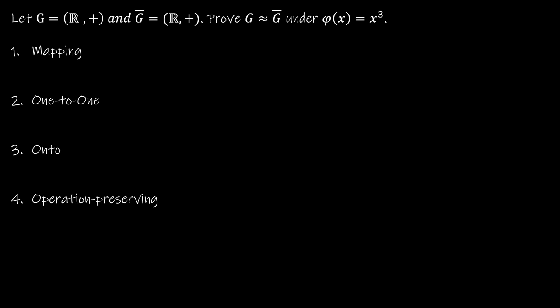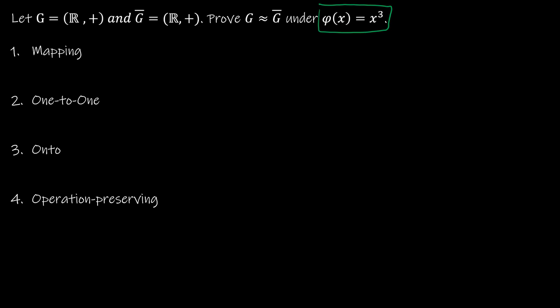Let's look at another example. We have G and G bar are both a set of real numbers under addition, and we want to prove that they're isomorphic under a specific mapping. So obviously they would be isomorphic under, say, phi of x is equal to x. Any of those would work just fine.